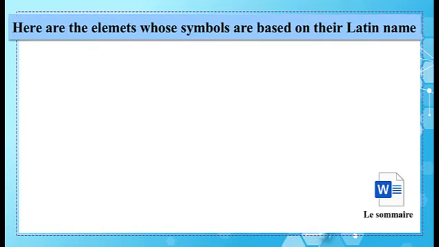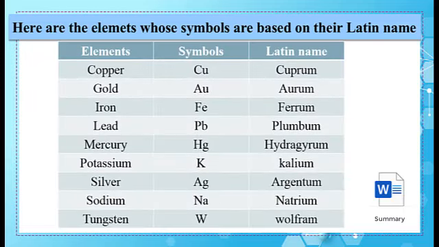Other elements are symbolized by letters taken from their Latin origin. Here are the elements whose symbols are based on their Latin name. Copper, symbolized by Cu, Latin name cuprum. Gold, symbolized by Au, Latin name aurum. Iron is symbolized by Fe and the Latin name is ferrum. Please pause the video and continue reading the rest of the elements whose symbols are based on their Latin name.